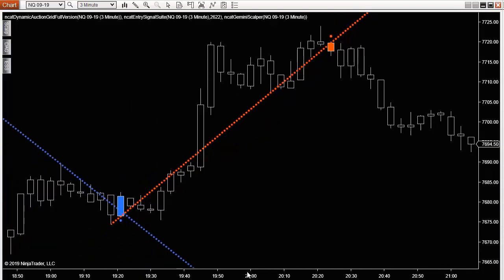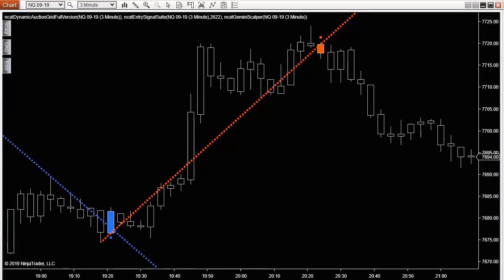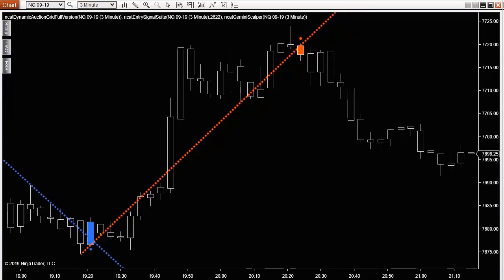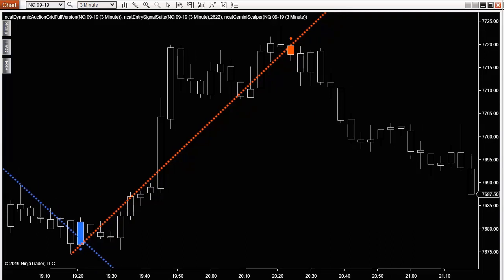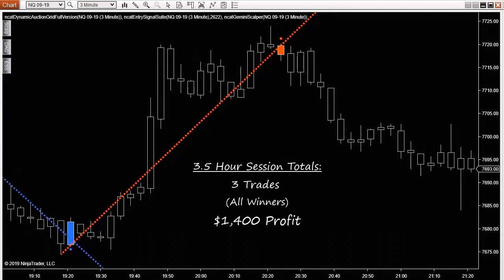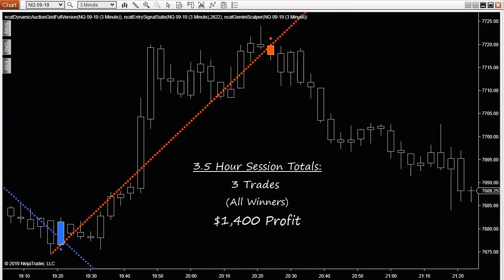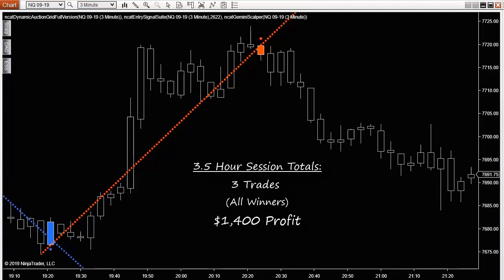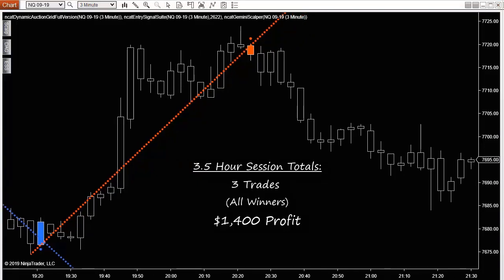So as you can see, the Gemini Scalper always shows you both the long or short signal and can turbocharge your results. As you can see, we just made $1,400 in profits in about 3.5 hours. That's a pretty awesome way to make some quick profits after work, right?